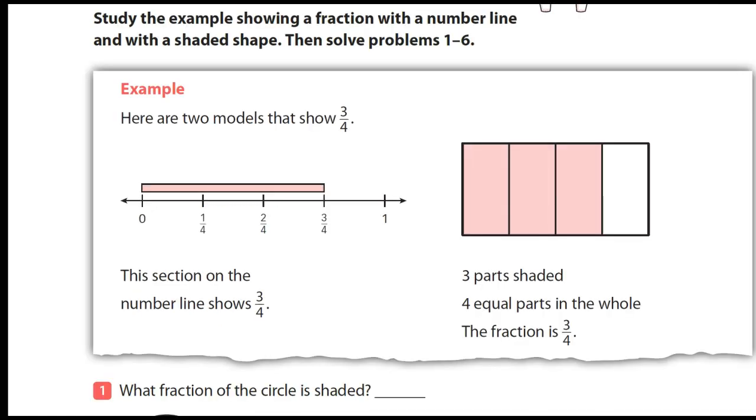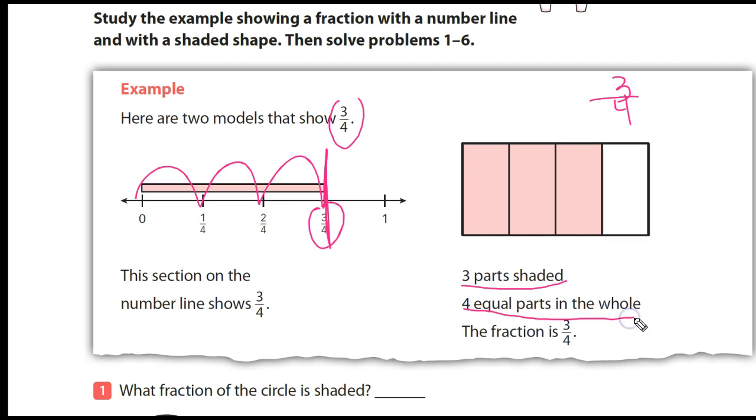So here's some more examples. It says study the example showing a fraction with the number line and with a shaded shape. So here, they marked 3/4 on the number line, right? From 0 it went 1, 2, 3. That would be where 3/4 is. On a rectangle, how many did they shade in? 3. They shaded 3 out of the 4 to get 3/4. 3 parts were shaded in, and there were 4 equal parts in the whole. So the fraction is 3/4. And on the number line, they went 3 sections, 1, 2, 3, and that's where they stopped.